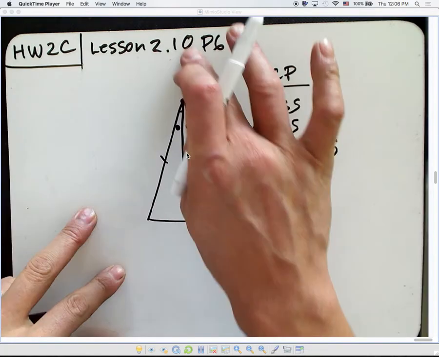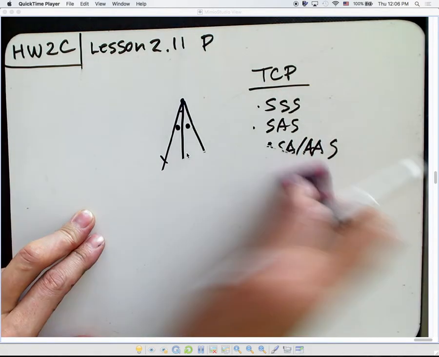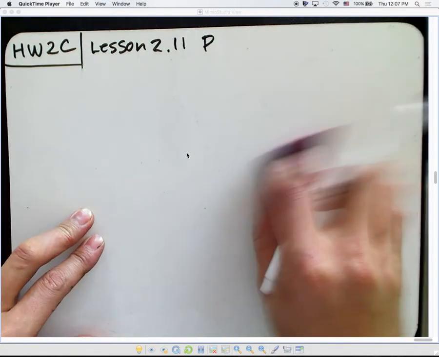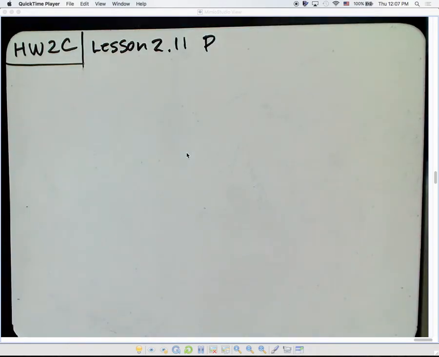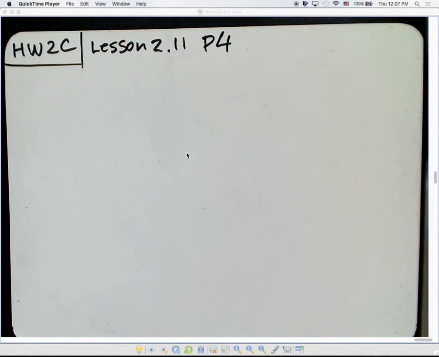Let's go to lesson 2.11, problem number 4. So for exercise 4 to 9, draw a picture that illustrates the hypothesis, then determine whether the statement is true. If a statement is true, give a proof. If not, show a counterexample. So number 4 says, in a plane, two lines perpendicular to the same line are parallel to each other.